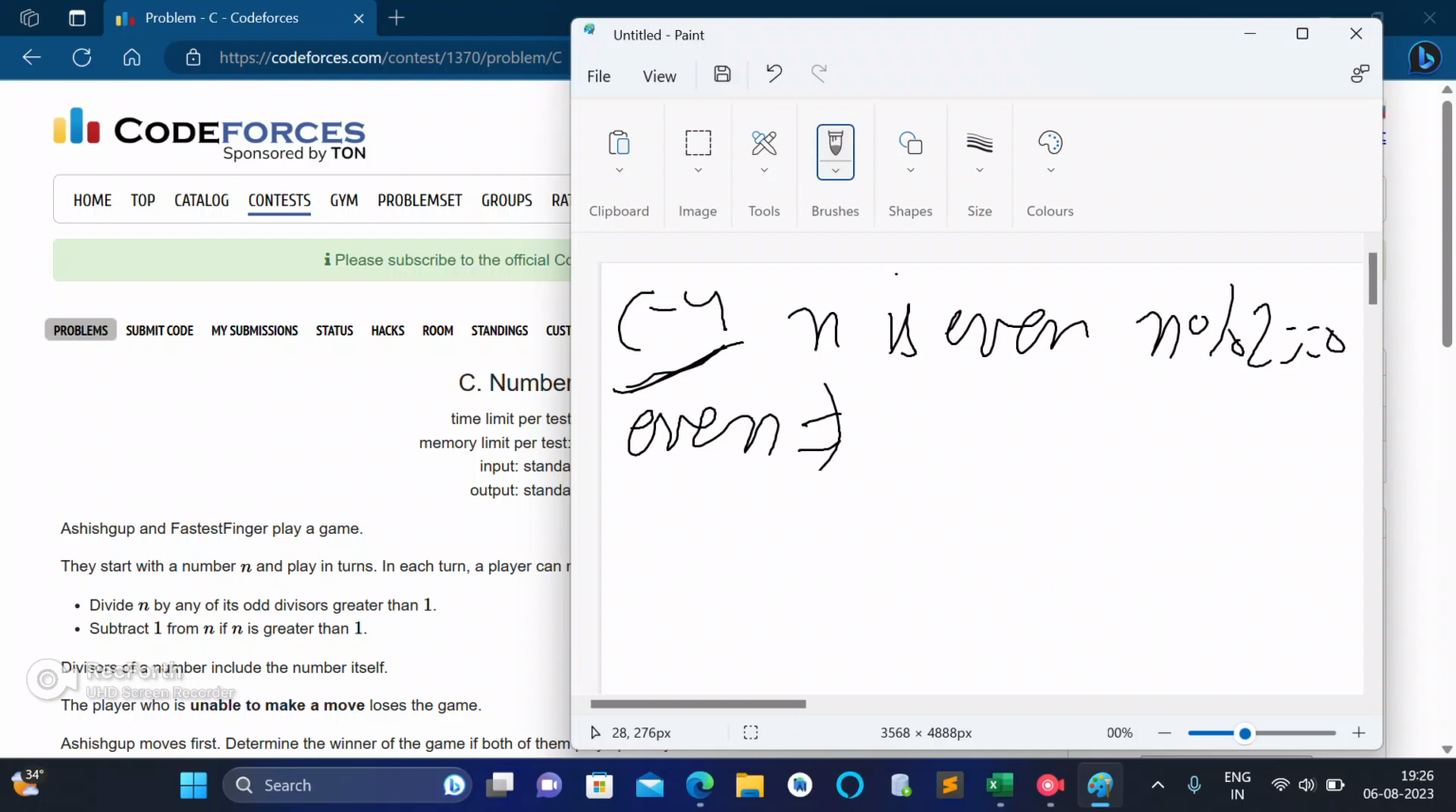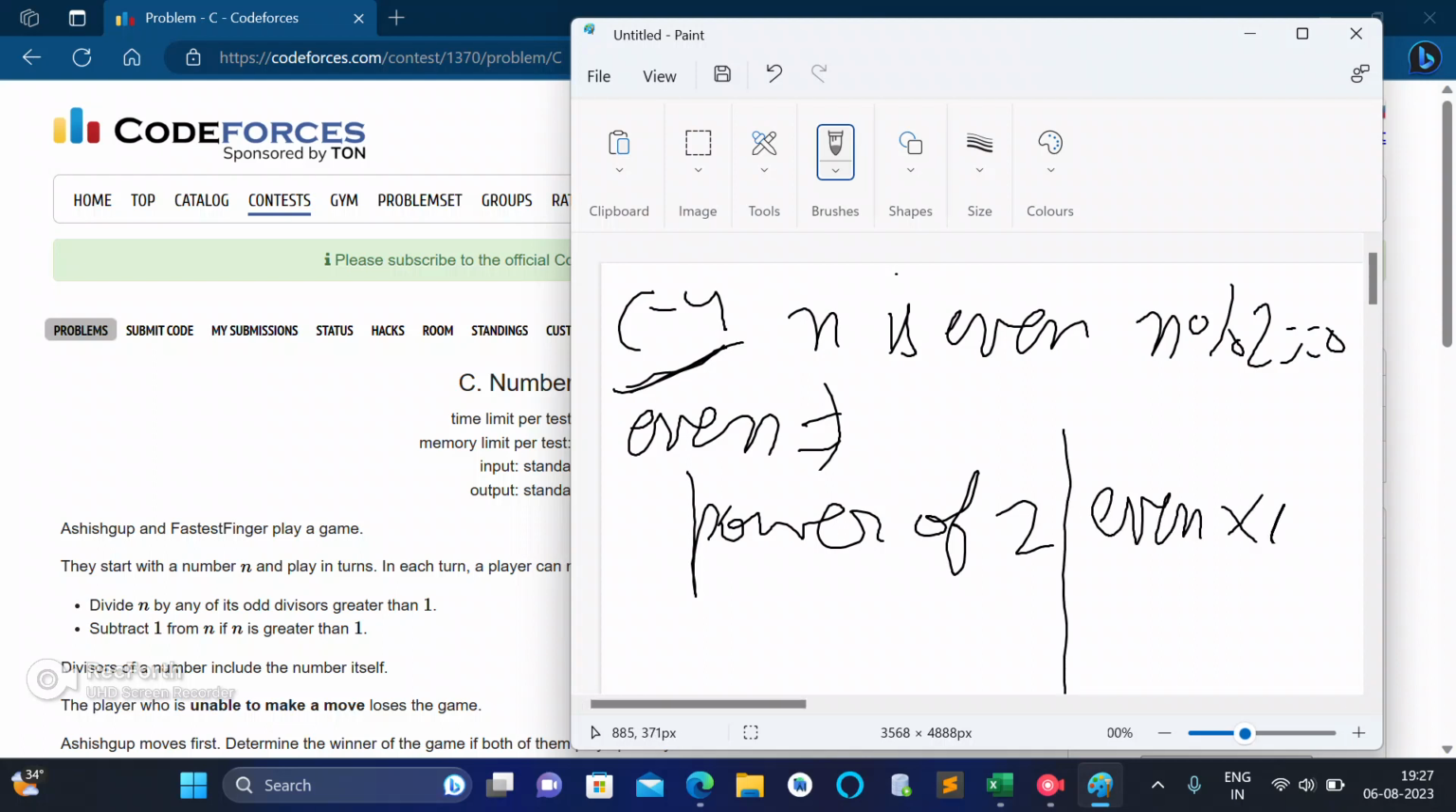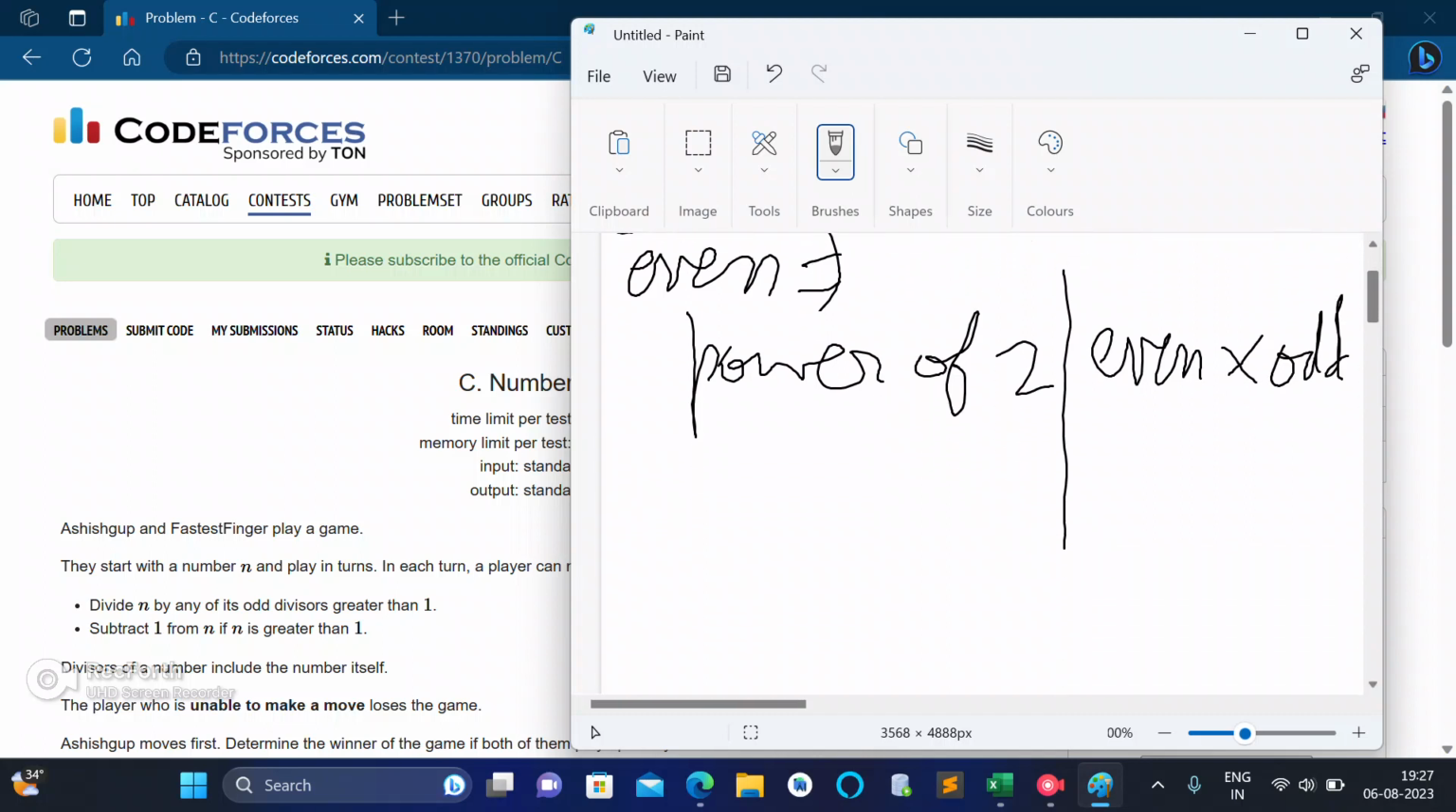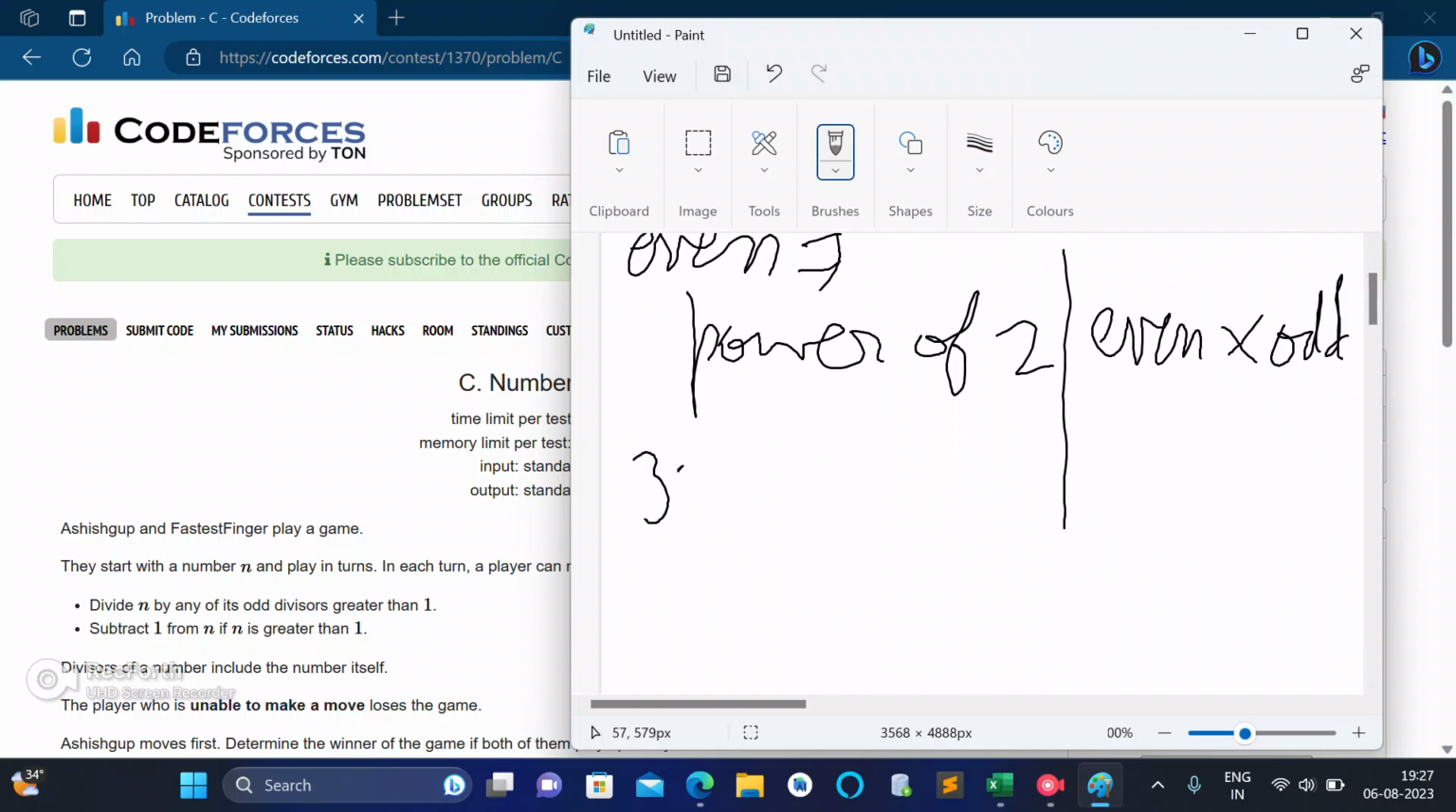So there are 2 types of even numbers. First type of even number is a power of 2. And the second type of even number is even into odd. Let me brief this out for you. Suppose I write 32. I know 32 is actually 2 raised to the power 6. Sorry, it's actually 2 raised to the power 5: 2 times 2 is 4, 4 times 2 is 8, 8 times 2 is 16, 16 times 2 is 32. It's actually 2 raised to the power 5.